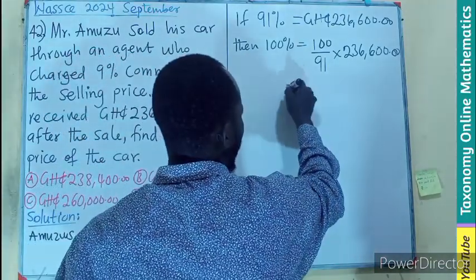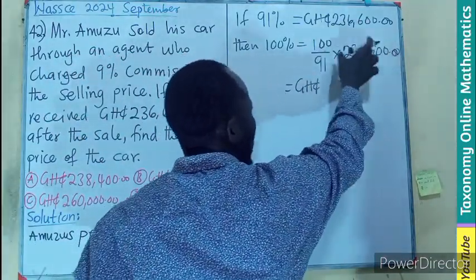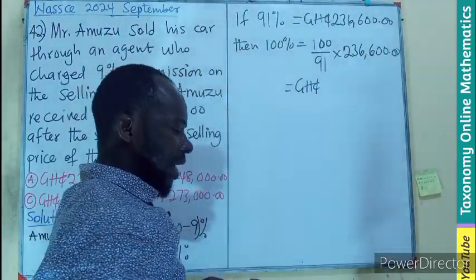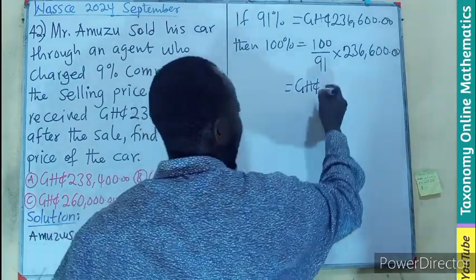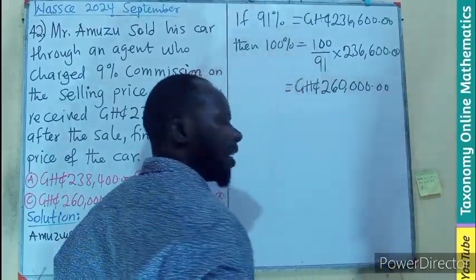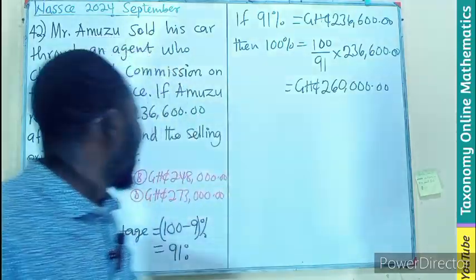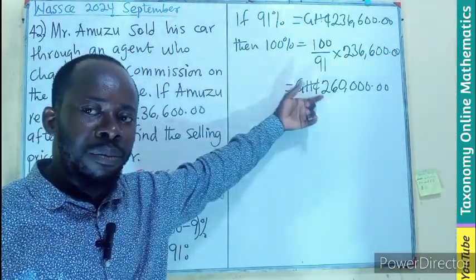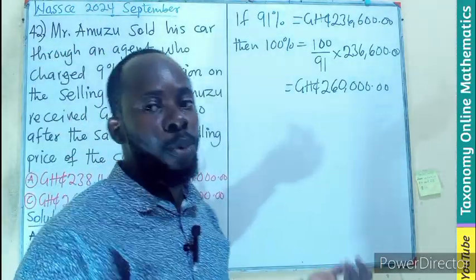So now we are going to multiply this together, as in 100 times this divided by 91, or 91 dividing this times the 100. And doing that on your calculator, you should be having 260,000 Ghana cedis. So this is what the buyer pays, and the agent removed his commission from, and we are left with this.